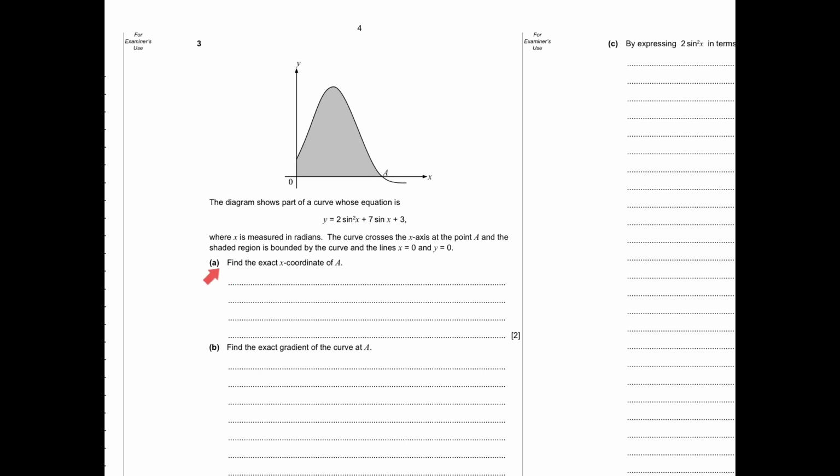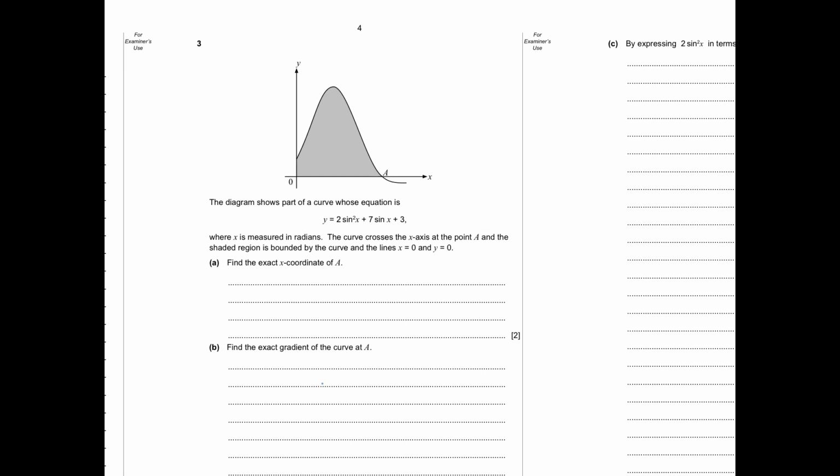So the first thing they are saying on the first part is find the exact x-coordinate of A. So we want the x-coordinate for the point A there. Now what we know is that along the x-axis, the value of y is 0. So all we need to do is substitute y to be 0 in this equation, and then solve that trigonometric equation. All right, so let's have it.